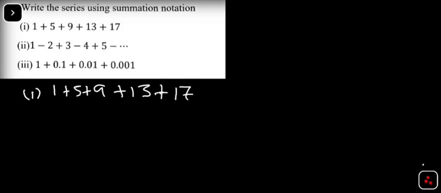The first question, we have 1 plus 5 plus 9 plus 13 plus 17. They want us to write the series using the summation notation. Like I said, there are two things you're supposed to know. The first is to identify the general term, and the second is to identify the limit of the summation notation.